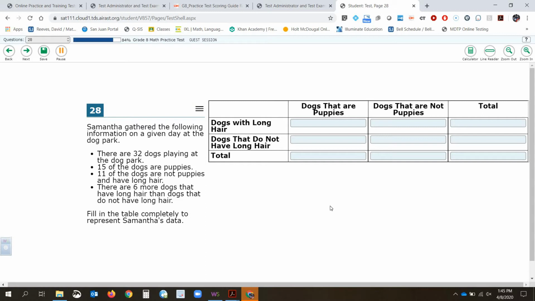Samantha gathered the following information on a given day at the dog park. There are 32 dogs playing at the dog park. 15 of the dogs are puppies. 11 of the dogs are not puppies and have long hair. There are 6 more dogs that have long hair than dogs that do not have long hair. Fill in the table completely to represent Samantha's data.